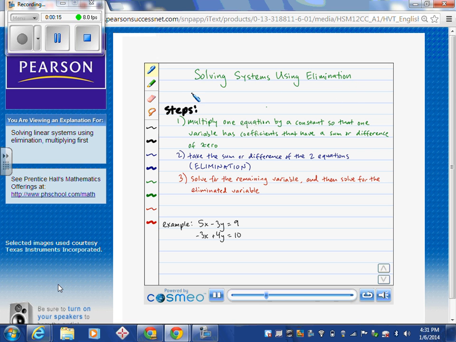Now just to review, I'm going to give us our steps again. Our first step is going to be to multiply one equation by a constant so that one variable has coefficients that have a sum or difference of 0. Then we're going to take the sum or difference of those two equations, which will result in eliminating one of the variables. Then we'll solve for the remaining variable, and then solve for the eliminated variable by using either equation that we have.